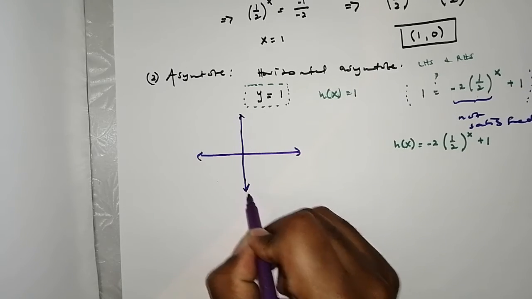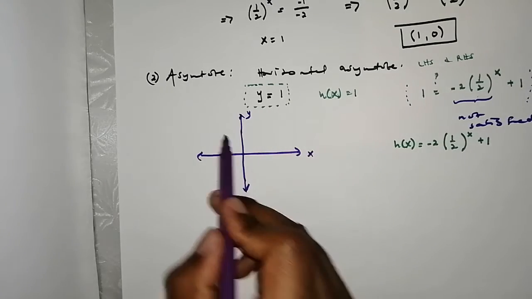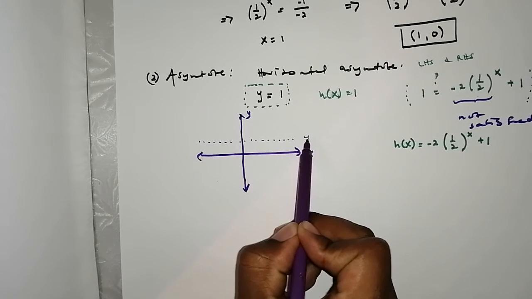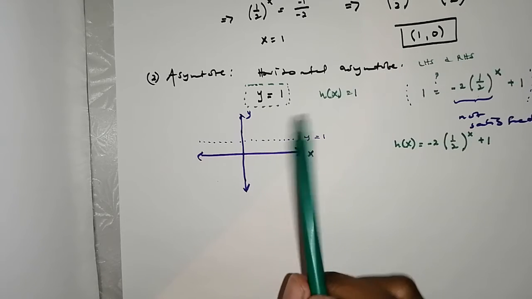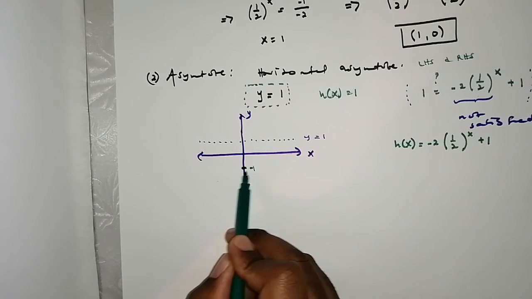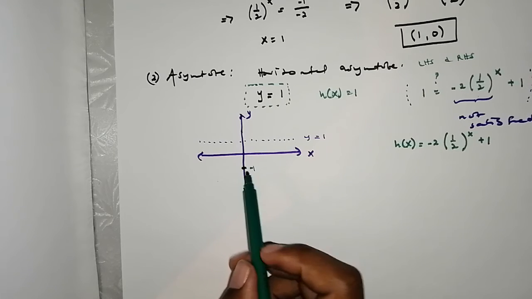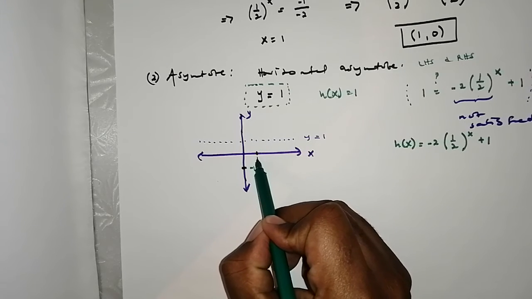Okay, that's not the straightest axis you've ever seen. At y equals 1, there is a horizontal asymptote, right? Okay, cool. And then what do we know? At x equals 0 and y equals negative 1, this is where the function will cut the y-axis. And where will it cut the x-axis? At 1 and 0. So here, at 1 here.